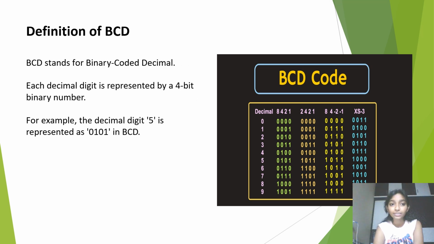Definition of BCD. BCD stands for binary coded decimal. Each decimal digit is represented by a 4-bit binary number. For example, the decimal digit 5 is represented as 0101 in BCD.